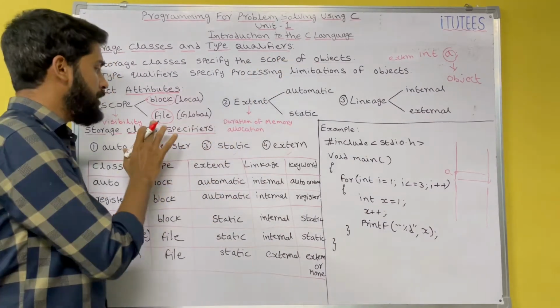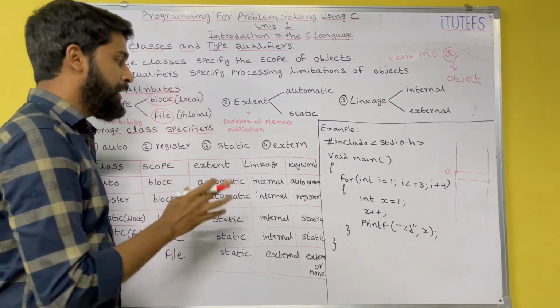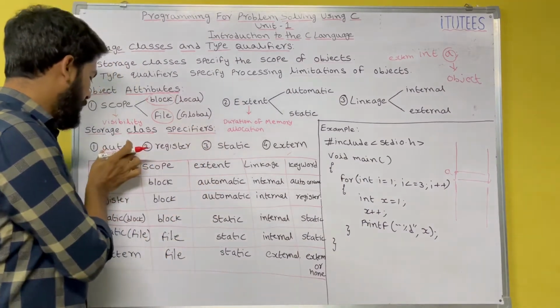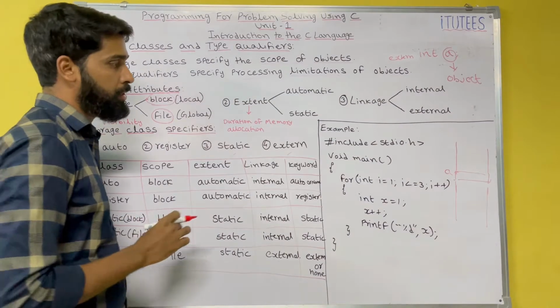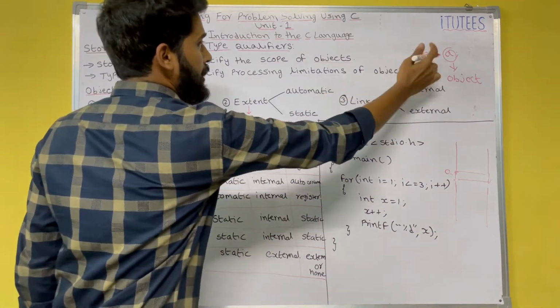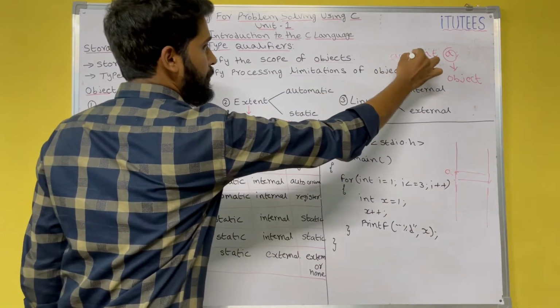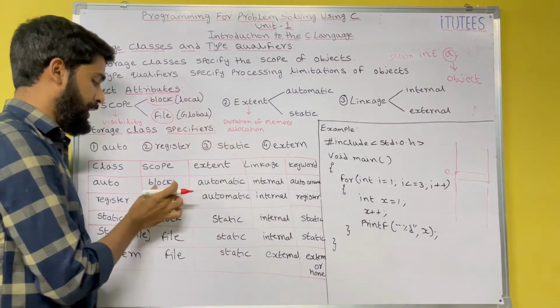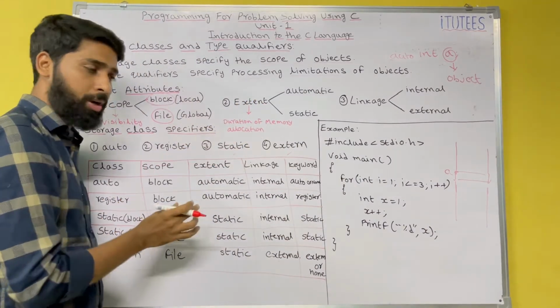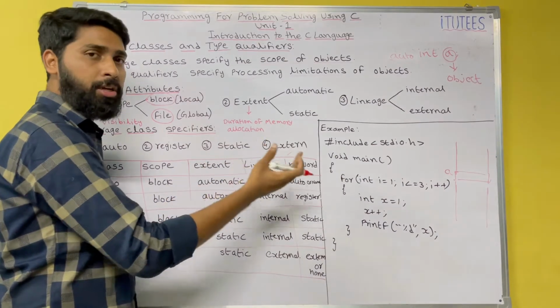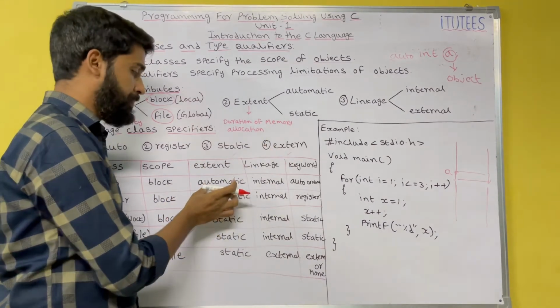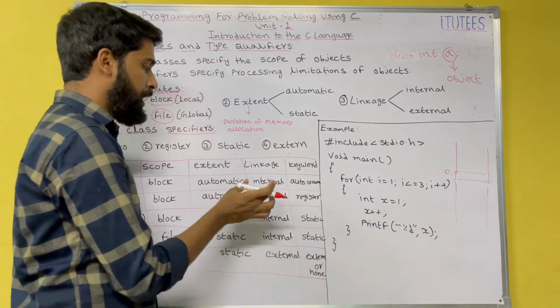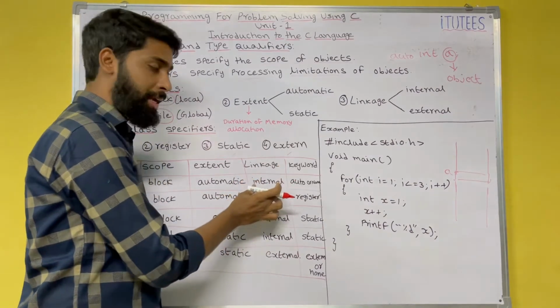I hope you all know the characteristics. Now we discuss one by one. First one is auto. If I declare this object as auto, then what happens? The scope of the variable a is block, that means local, the duration of the memory allocation is automatic, and its linkage is internal.